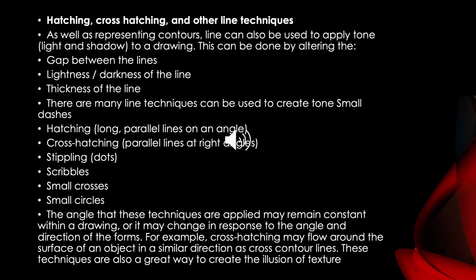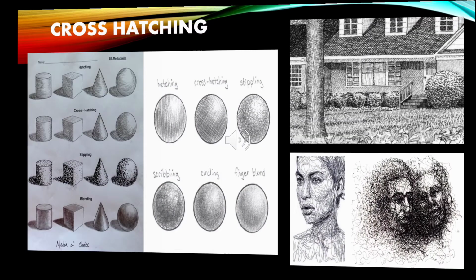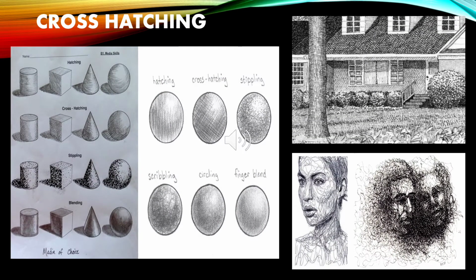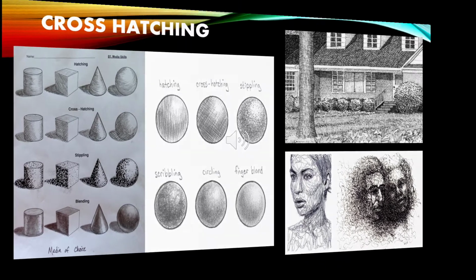Hatching, cross-hatching and other line techniques can be done by varying the gap between the lines, the lightness or darkness of the line, and the thickness of the line. There are many line techniques that can be used to create tone: small dashes, hatching, cross-hatching, stippling, scribbles, small crosses, small circles. Some work done in cross-hatching style is shown here.